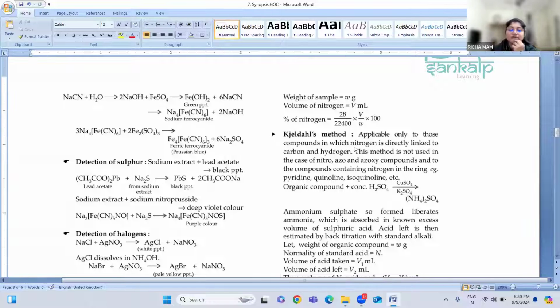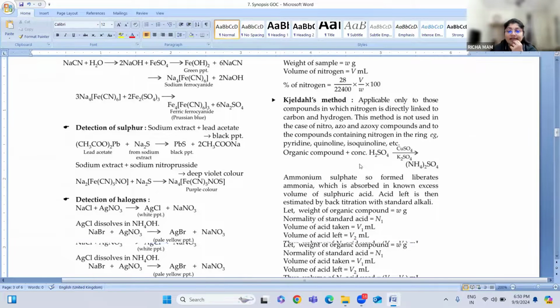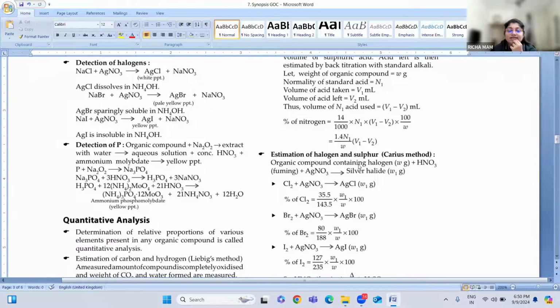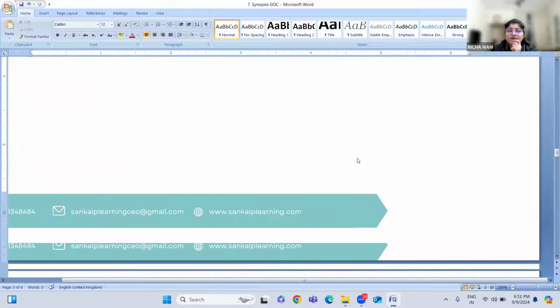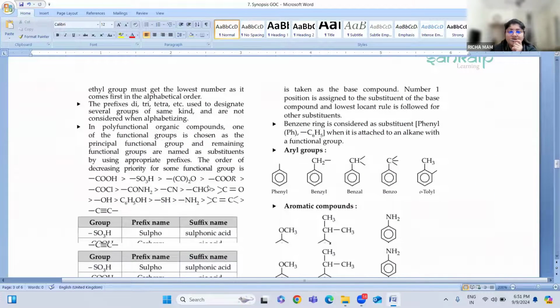So these are the two methods for the quantitative analysis of nitrogen. Then how to estimate halogen and sulfur? That is the Carius method. Phosphorus also can be estimated by the Carius method. So go through all these methods.